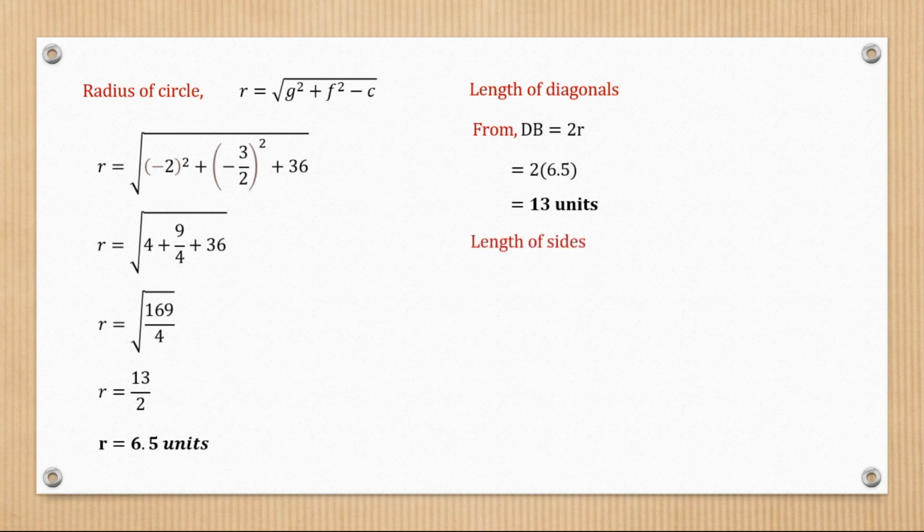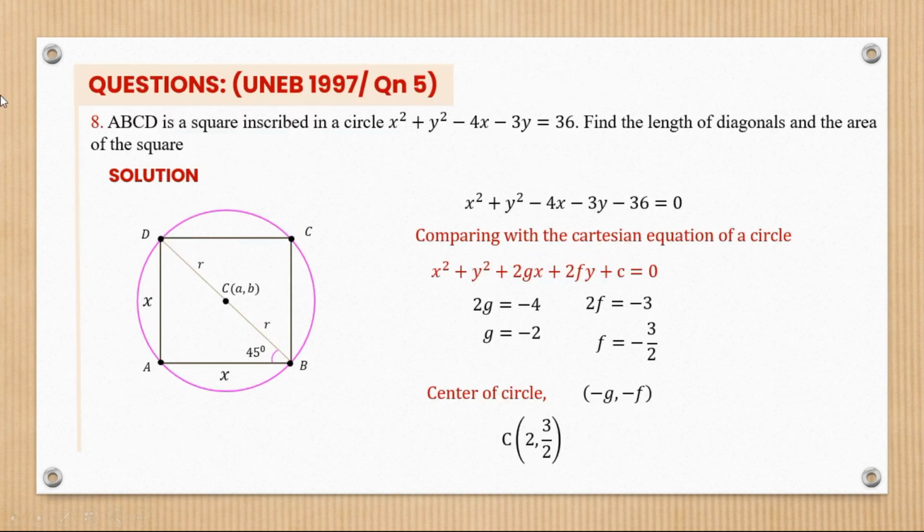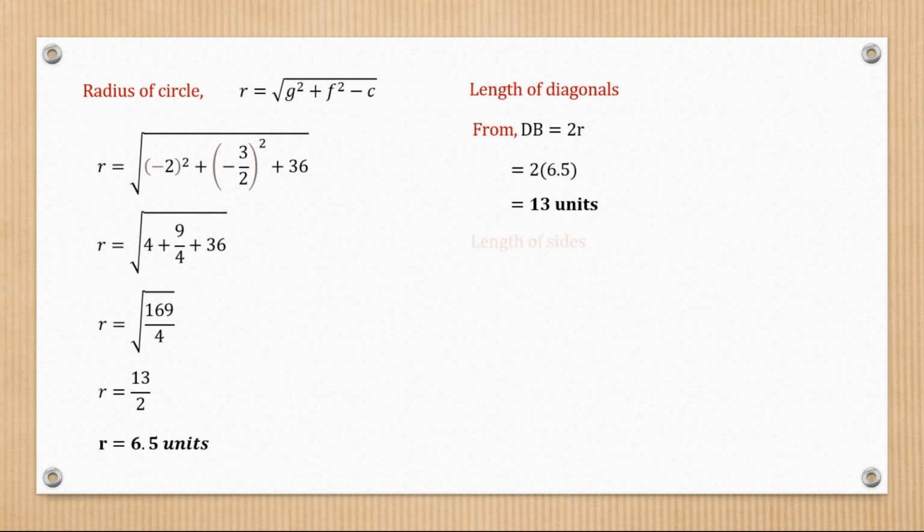Now to find the length of the sides, we've seen that the length of the sides are equal to x. So what I'm going to do is extract out this part of the square. I'm going to extract out A, B, D. So to find the length of the sides, when I extract out A, B, D, this is what I'll have. So I'll have a right angled triangle, of which I know the value of DB is 13.